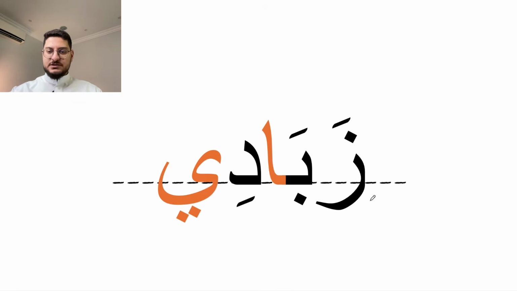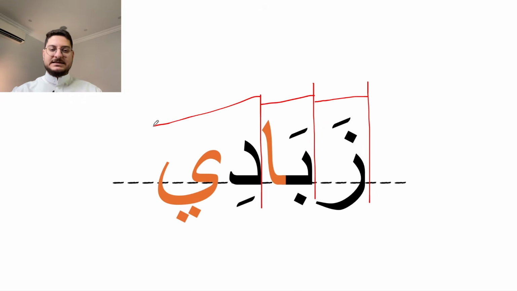Let's split it into syllables first. So a syllable would start here before this fatha. Another syllable would start here before that fatha. And then a third syllable would start here before this kasra. So the first syllable is za, and then ba, and then di. Zabadi, which is yogurt. Again, notice that the za is not connected to the ba, and notice that the d is not connected to the ya.